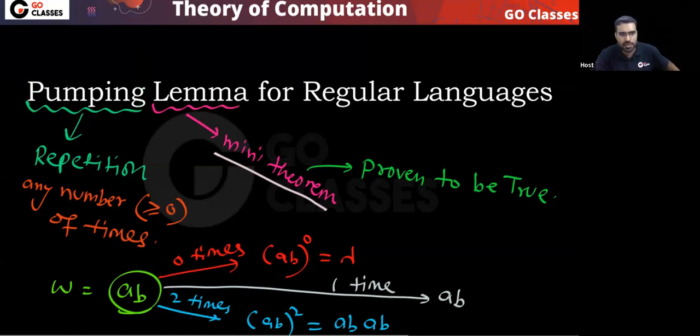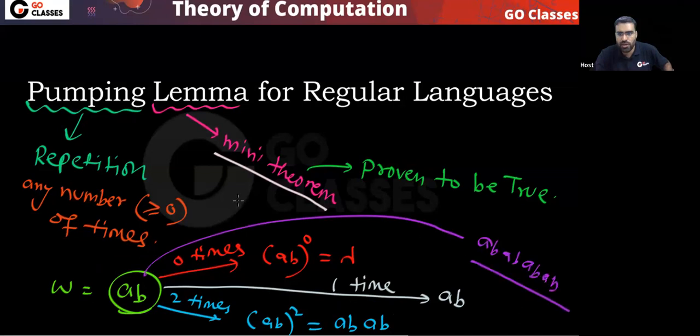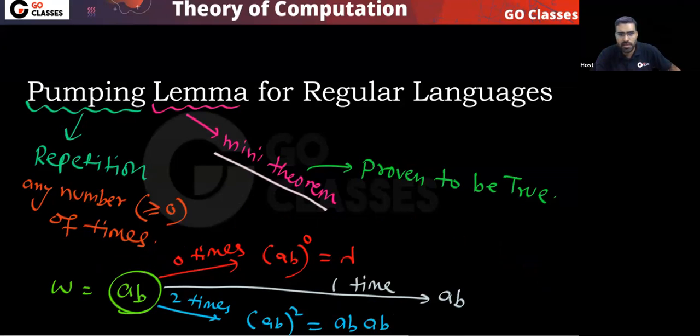So what is pumping? Pumping simply means repetition, 0 or more number of times. If you repeat 0 number of times, then basically this string is gone. If you repeat it 2 number of times, you will get this. If you repeat it 4 number of times, you will get ABABABAB. Did you understand the point? Pumping means repetition.